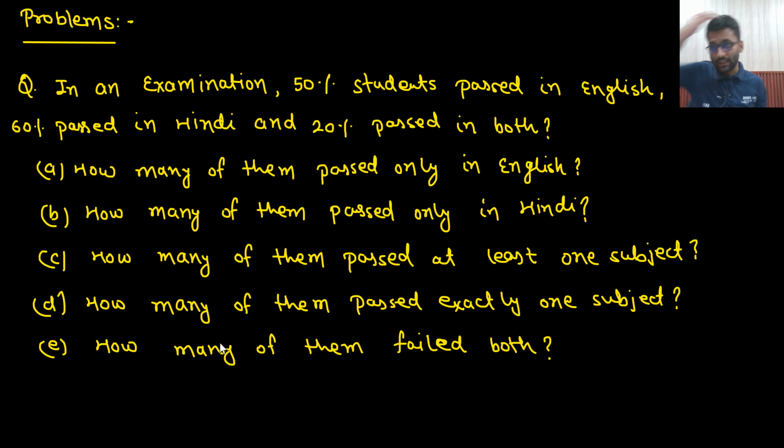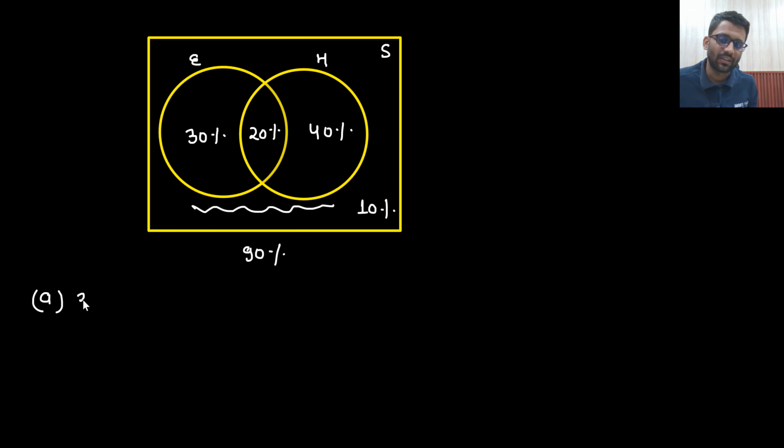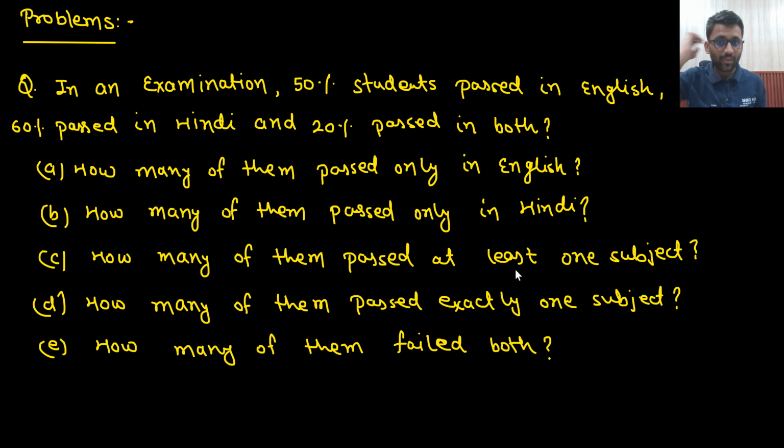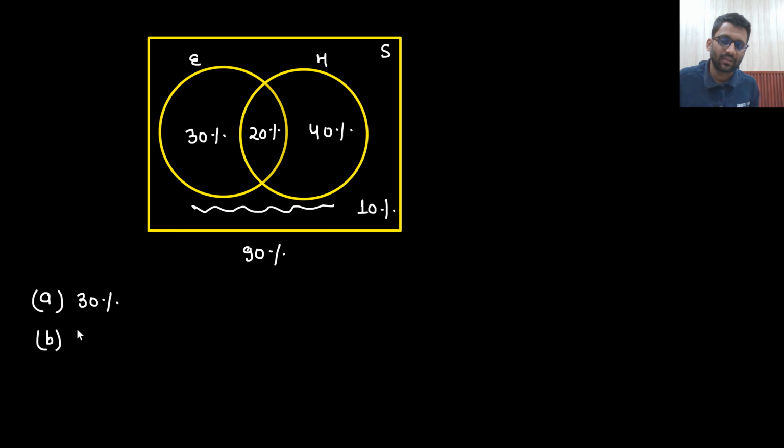A, what they are asking, how many of them passed only in English? 30%. Say yes or no. Because 20% passed in both. Okay, and they are saying 50% passed in English. That means 20% passed in both, so 30% passed only in English. How many of them passed only in Hindi? 40%.